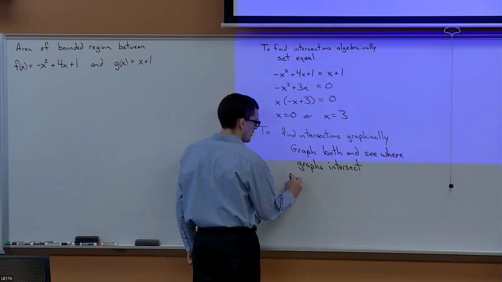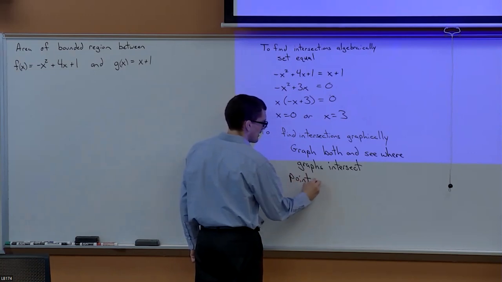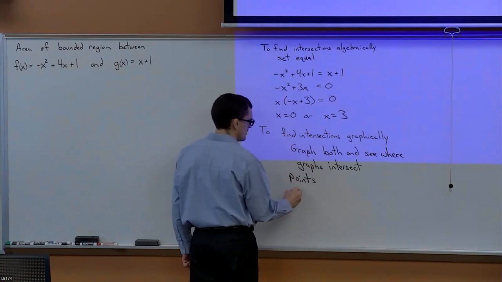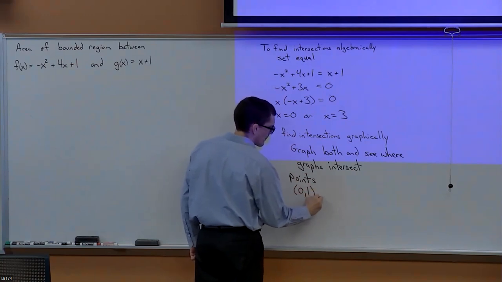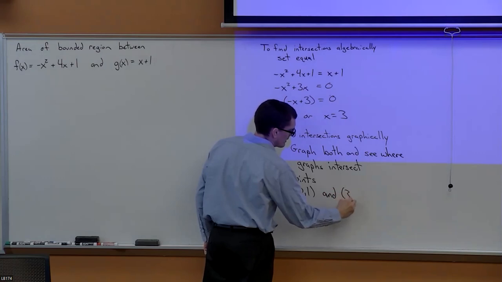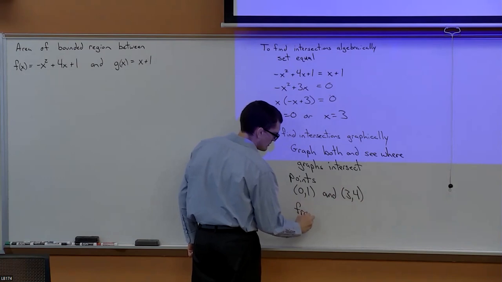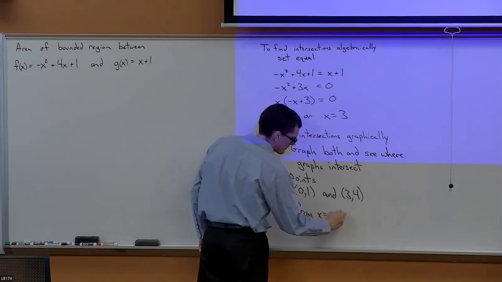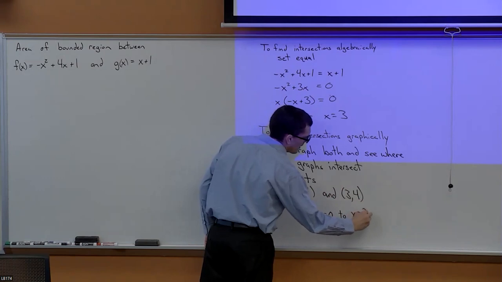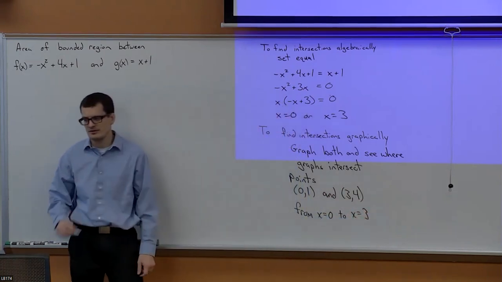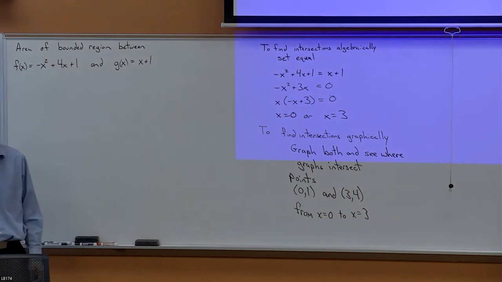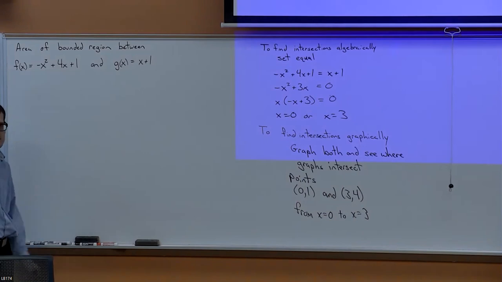Graphically, the points of intersection on this one were 0, 1, and 3, 4. So we saw you'd have to go from 0 to 3. So if you want to find intersections algebraically, you can do that. Again, it takes a little bit more time, so I tend to do things graphically, tend to look at the graphs.